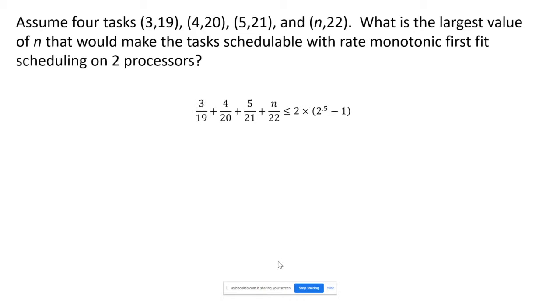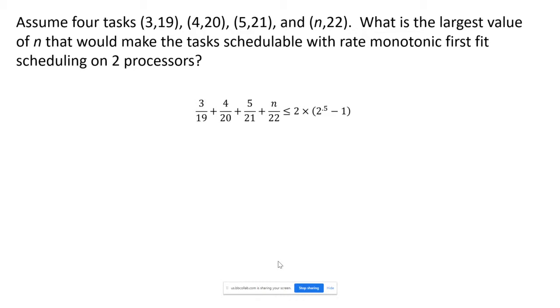If the test fails, it's unclear. So the test is that you calculate the utilization, which means that you add up the ratios of execution time to period. So 3 over 19 plus 4 over 20 plus 5 over 21 plus n over 22, and that has to be less than or equal to 2, meaning the number of processors in this case, times the square root of 2 minus 1, which is about 0.41.